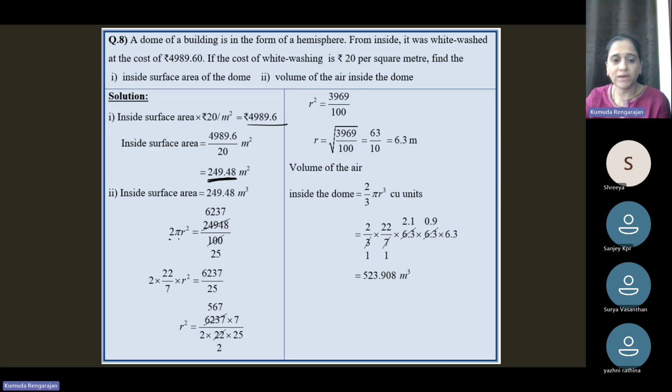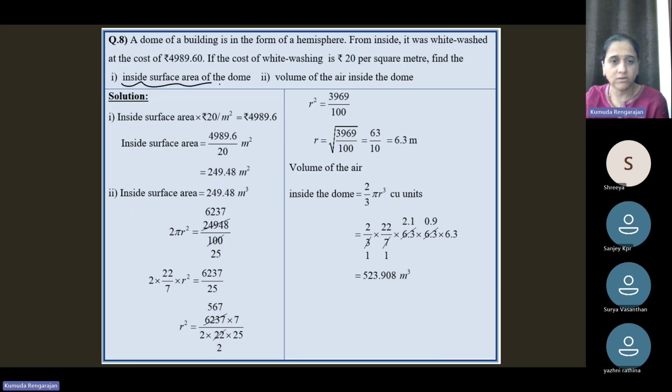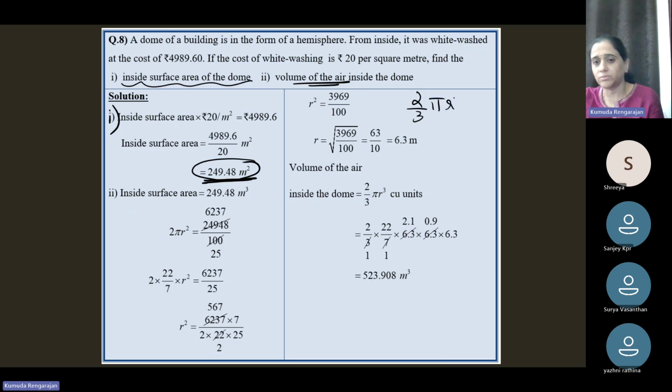So that means 2 pi r square. The first question is to find the inside surface area of the dome. That is this. Next, you need to find the volume of air in the dome. For that, the formula is 2 by 3 pi r cubed. The first sub question we've answered. Now the second is to find the volume of air. To find the volume of air, the formula is 2 by 3 pi r cubed.